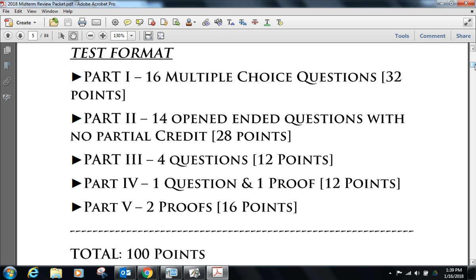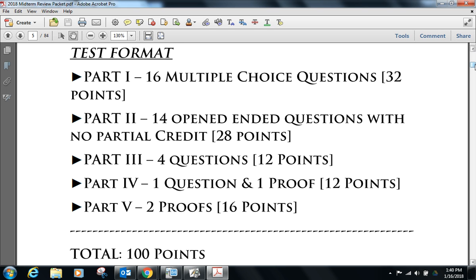Part 1, those are going to be 16 multiple choice, all on a bubble sheet I'll give you beforehand. 14 open-ended questions, no partial credit. You'll write in the answer on an answer blank that we provide for you. As you can see right now, if you add up parts 1 and 2, that's 60 out of the 100 points, no partial credit. And then you have parts 3, 4, and 5, which you can obviously read how many points and questions there are. 100 points total.